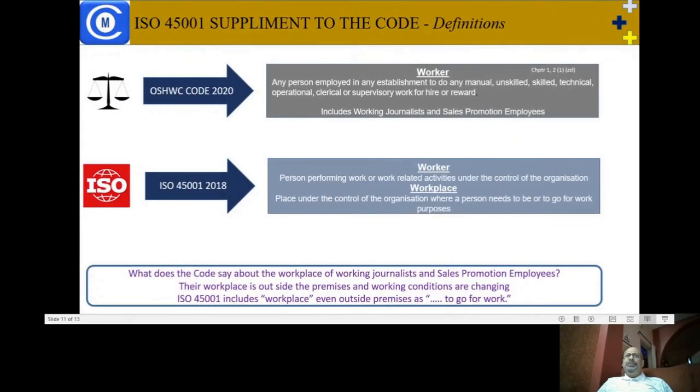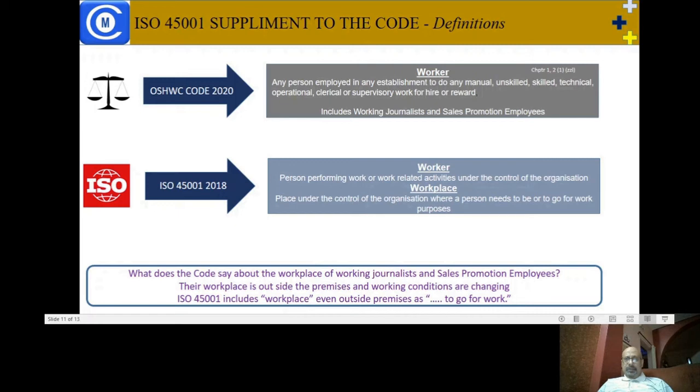Now we will go through a few definitions. There are so many definitions in the code and also in the ISO 45001 standard. Out of those definitions, we would like to touch upon a few. Let's go through the code. What is the definition of worker? The definition of worker is any person employed in any establishment to do any manual, unskilled, skilled, technical, operational, clerical, or supervisory work for hire or reward, including working journalist and sales promotion employees.